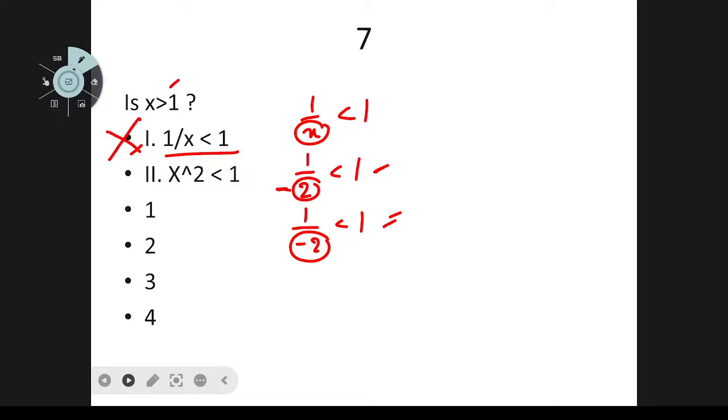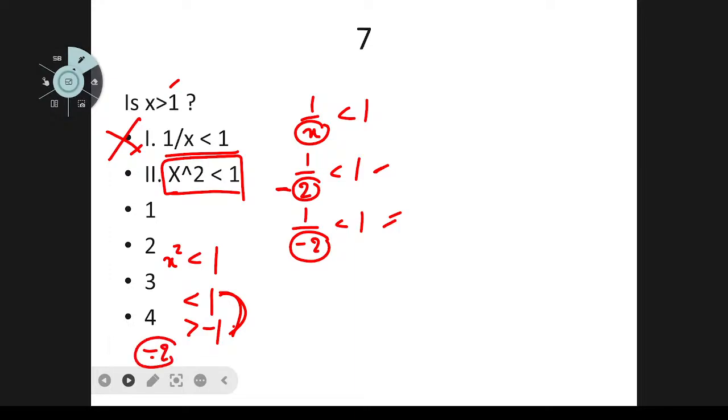So when I satisfy this condition, is it greater than 1? Sometimes yes, sometimes no. But when I satisfy this condition, for x square to be less than 1, the only possibility is I should take the values which are less than 1 and the values which are greater than -1. In between -1 and +1, whatever value I take, then only x square will be less than 1. Otherwise, it will be more. If I take -2, -2 whole square will become 4. It will not be less than 1. So I can only take this value.